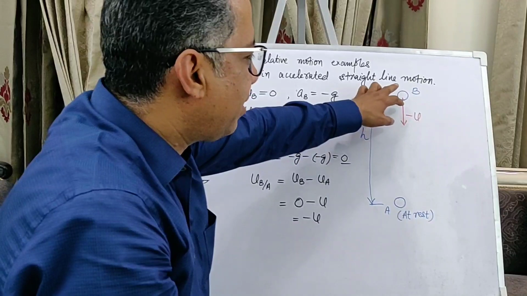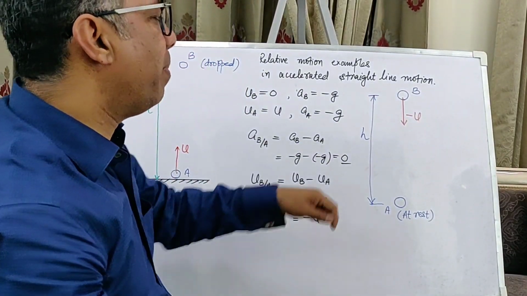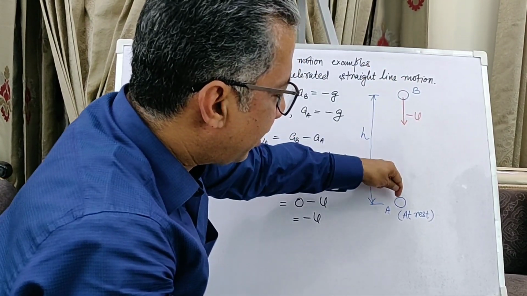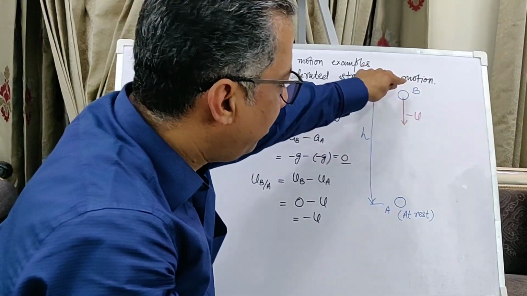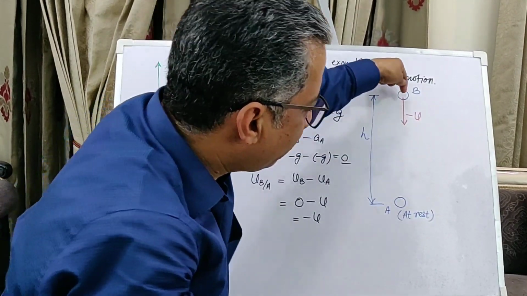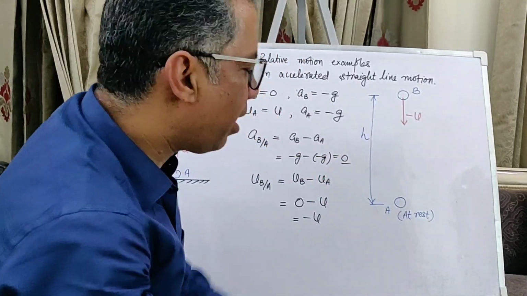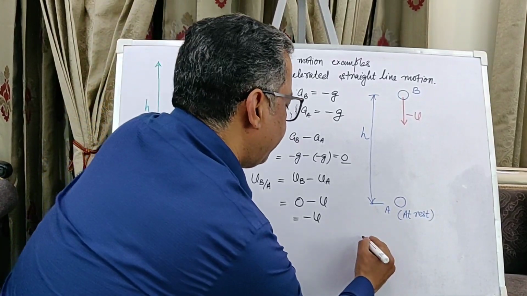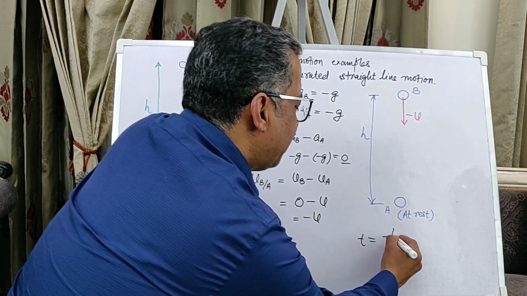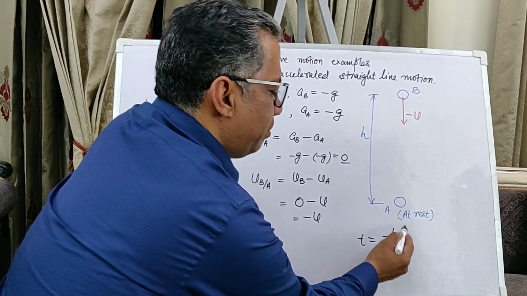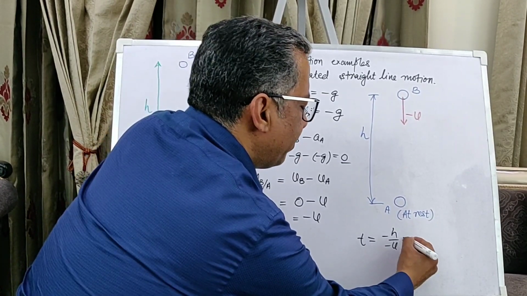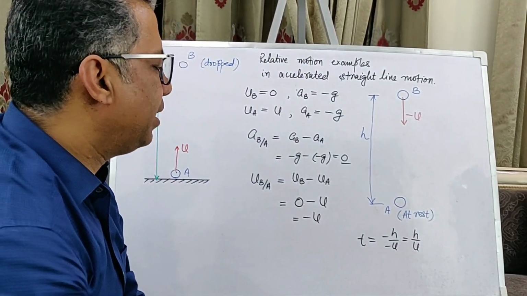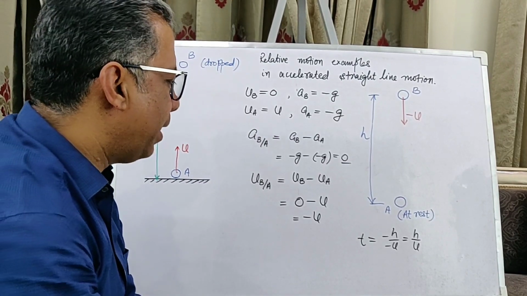Now if A is at rest and B is moving with a constant velocity of magnitude minus U, the displacement of B with respect to A for the collision is minus h. A is at rest, B moves with velocity minus U, has to undergo a displacement minus h to finally collide with A. So the time after which this collision happens is simply minus h by minus U, displacement divided by the constant velocity, and so you have h by U. Very easily calculated, the time after which collision takes place.